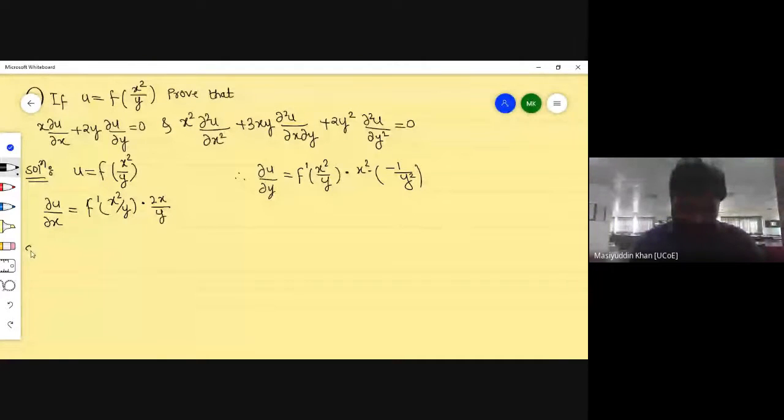or we have to show that. So we have to write now x into ∂u/∂x plus 2y ∂u/∂y is equal to 0. So therefore the left hand side is equal to x into ∂u/∂x plus 2y into ∂u/∂y.